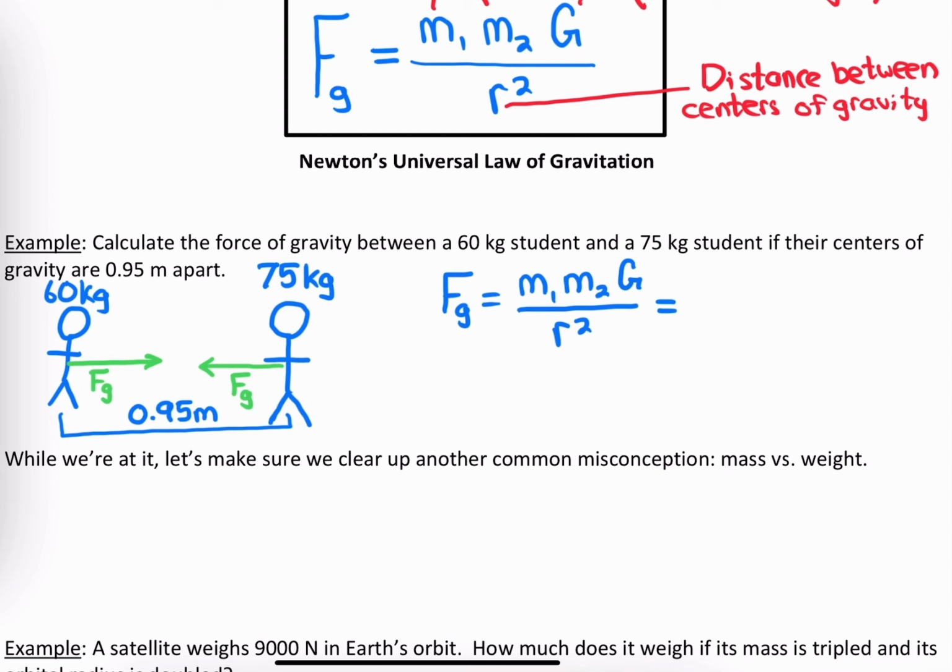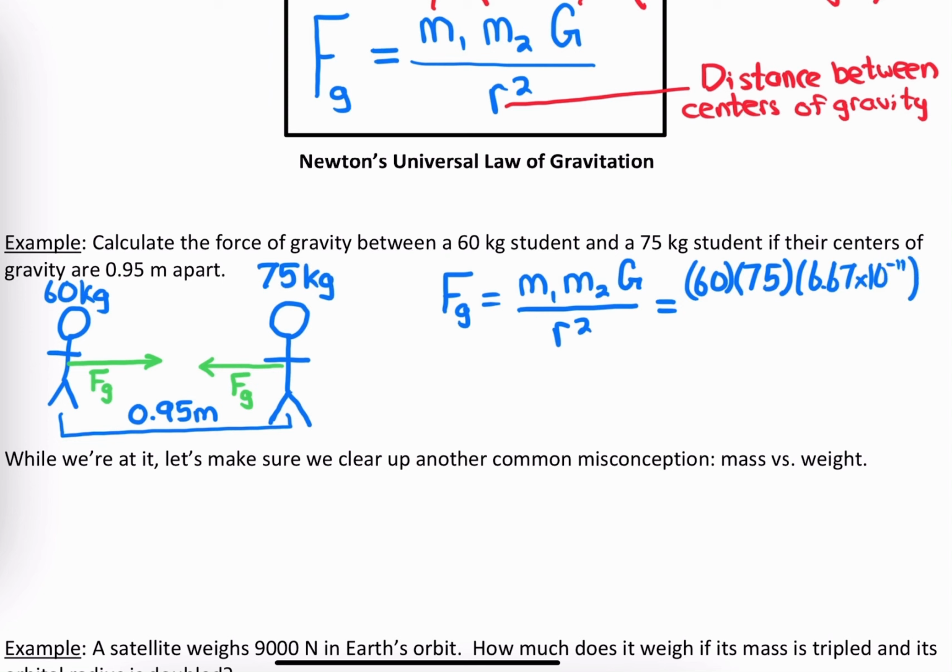So if M1 is the smaller mass, I'll put in 60 for M1, then 75 for M2. Big G is 6.67 times 10 to the negative 11.